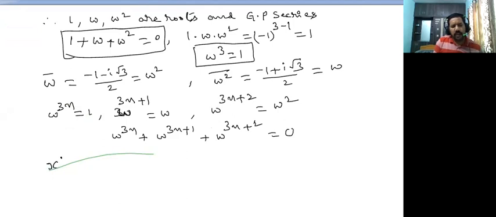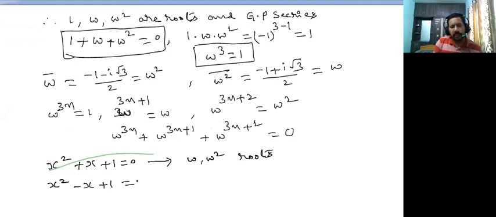x square plus x plus 1 is equal to 0. What are the roots of this equation? Omega, omega square. These are the roots. By using these conditions, every year they are giving one question in mains. Remember it. Next, x square minus x plus 1 is equal to 0.